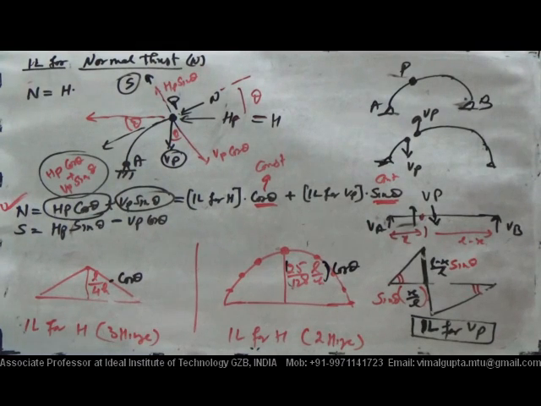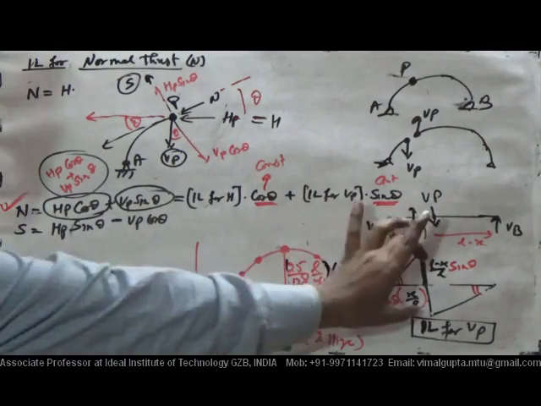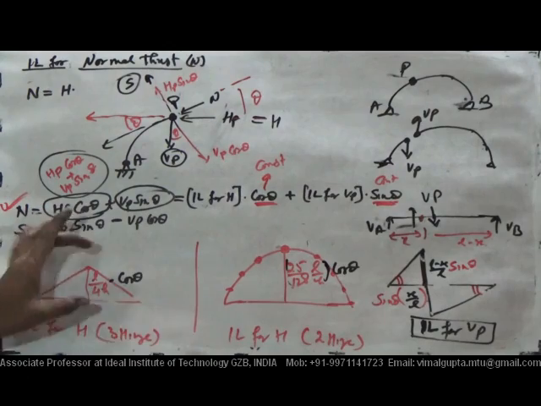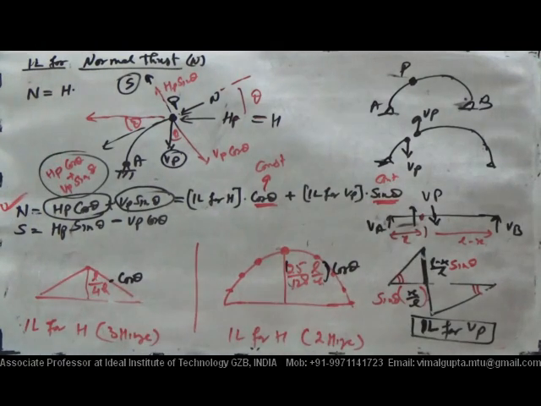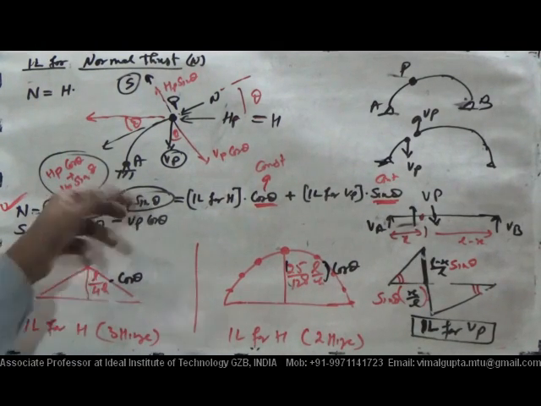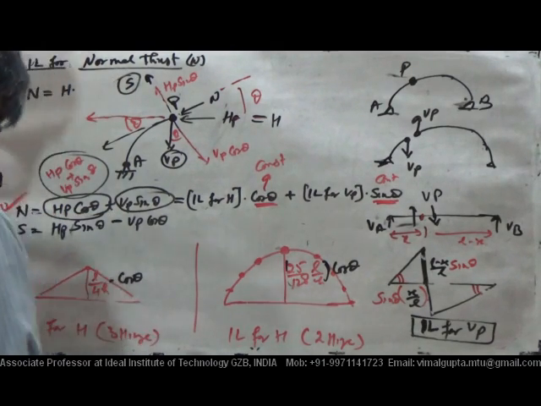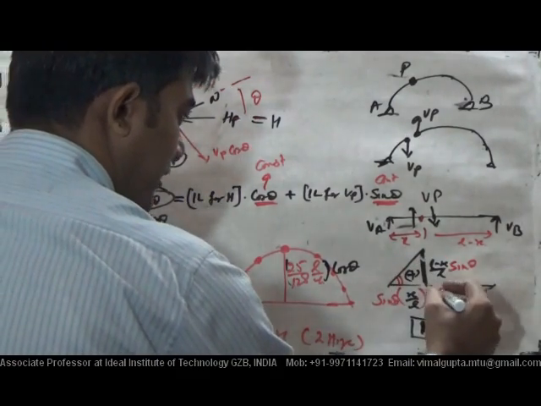Now you can plot the IL for normal thrust N for the 3 hinge arch. It means you have to add up this one and this one. And for the 2 hinge arch, you have to add this one and this one, to get this one. Since this sign is plus, you have to take care that this is basically positive and this is basically negative.